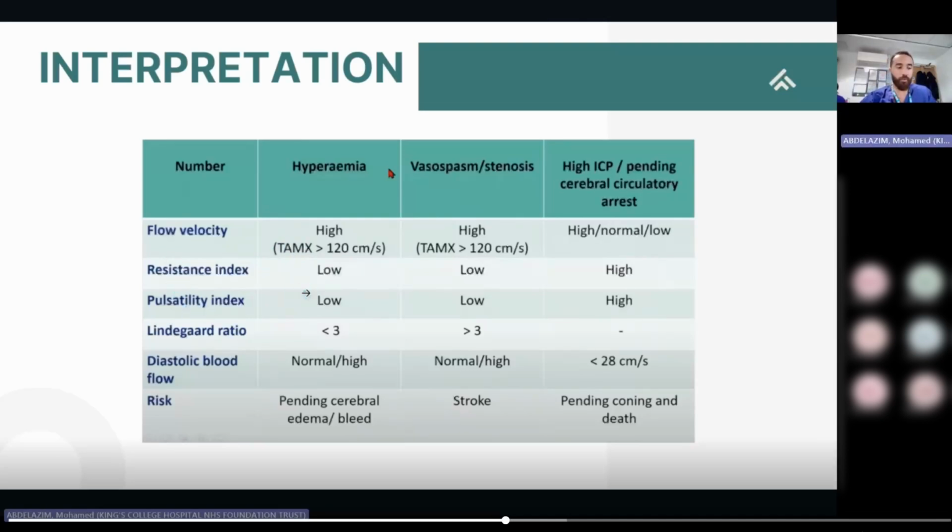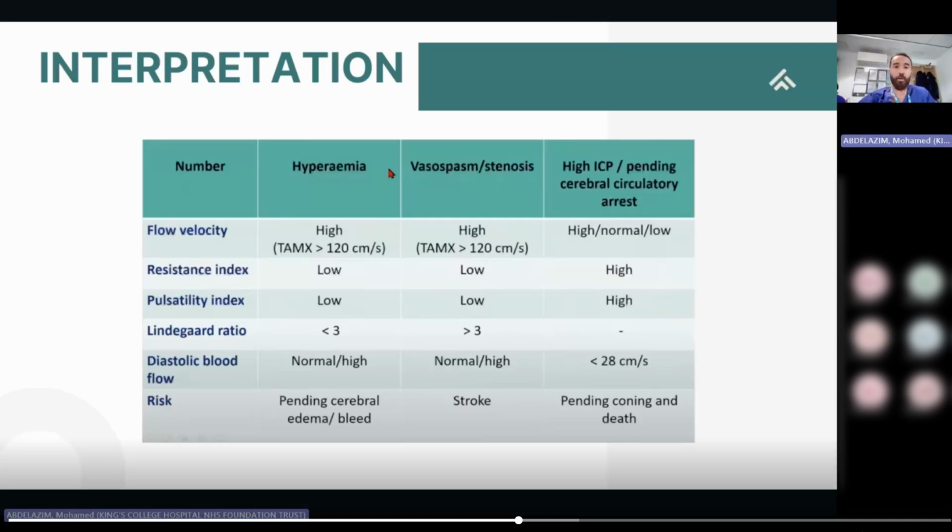So the way you differentiate between both is usually to do this Lindegaard ratio, and it's a calculated ratio of the highest mean velocities in the middle cerebral artery and the ipsilateral extracranial internal carotid artery. So the ratio between both compares inflow to outflow and determines the presence of vasospasm versus hyperemia.